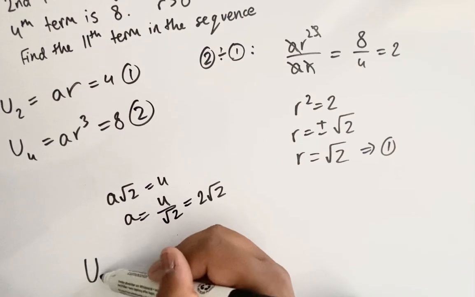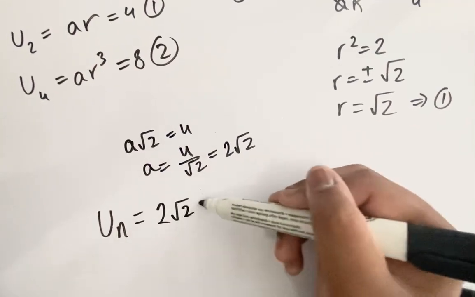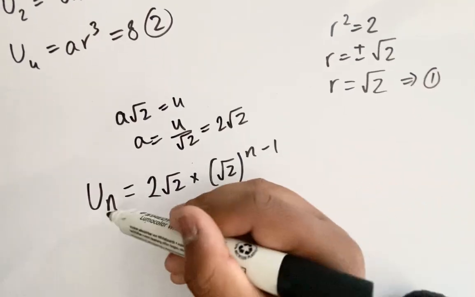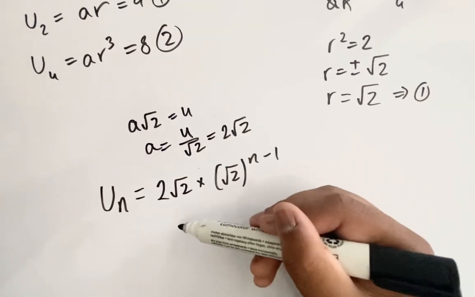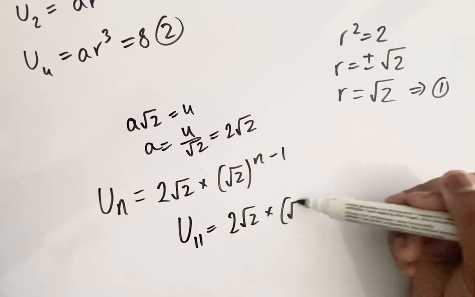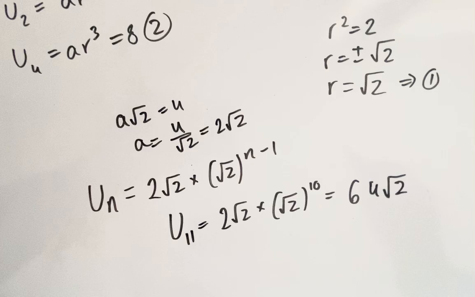So we have the generic formula un equals 2 root 2 times root 2 to the n minus 1. Plugging n as 11, because we want the 11th term, we get u11 equals 2 root 2 times root 2 to the 10, which is 64 root 2.